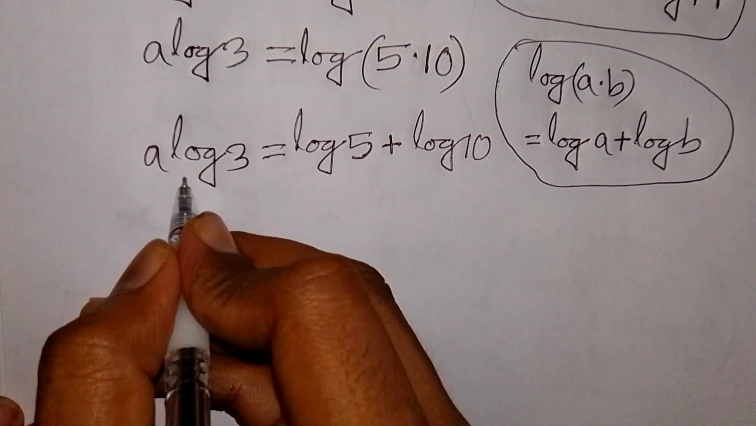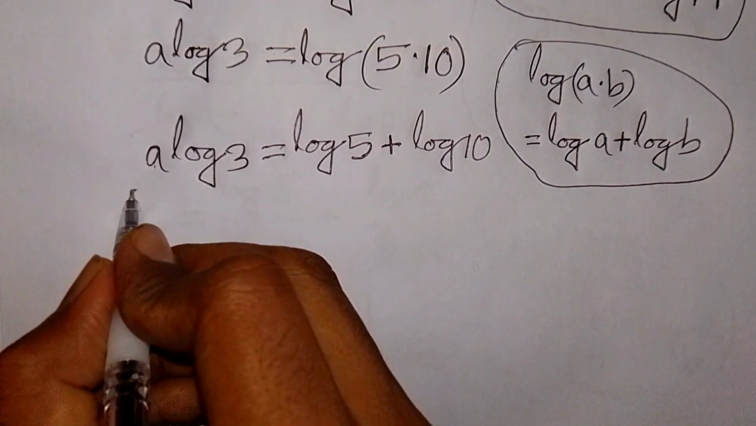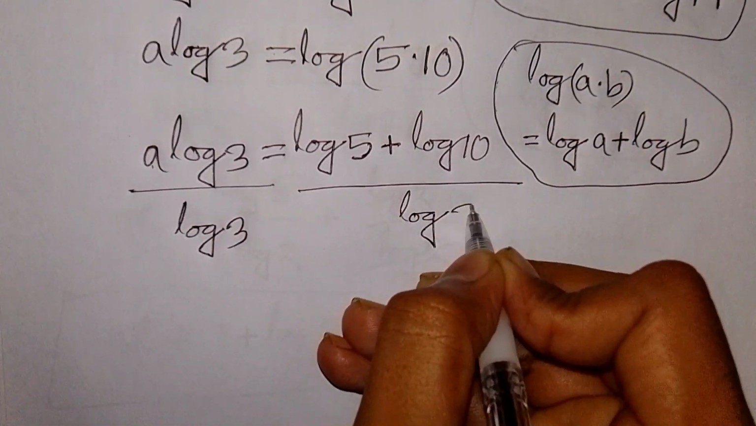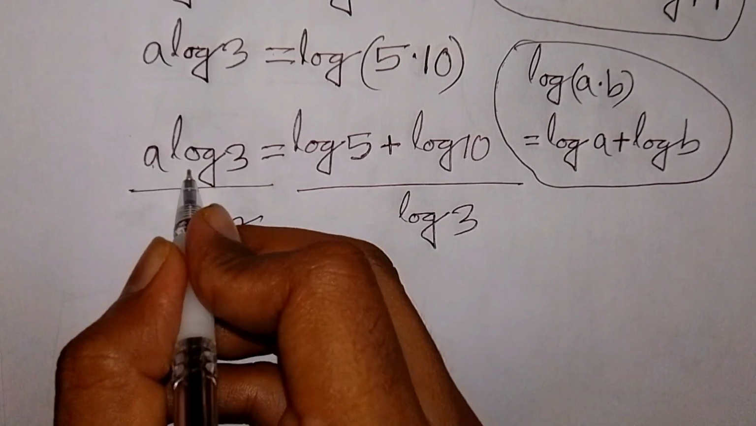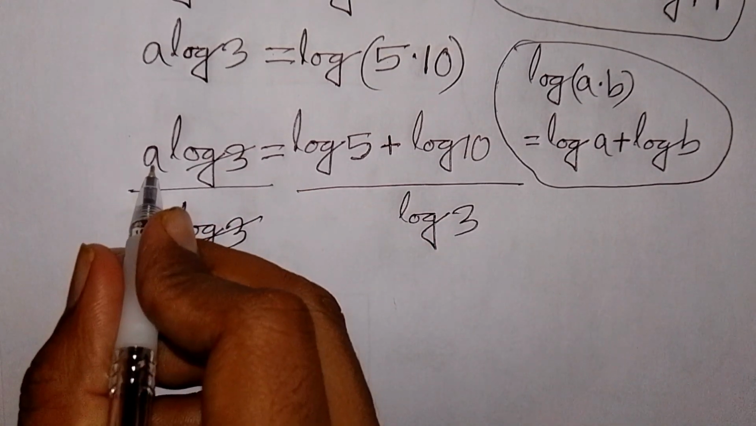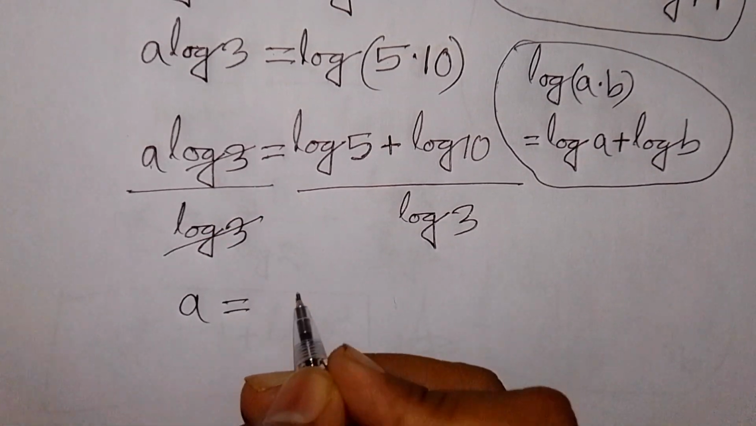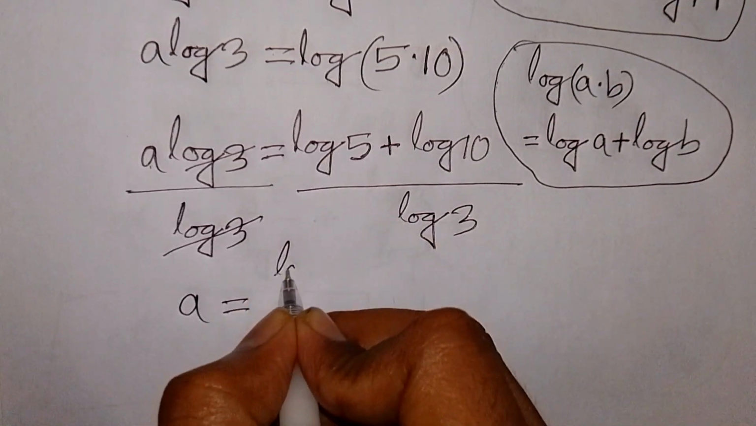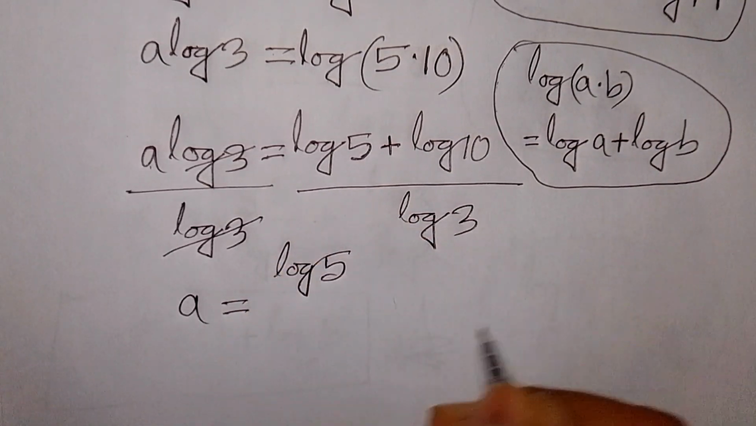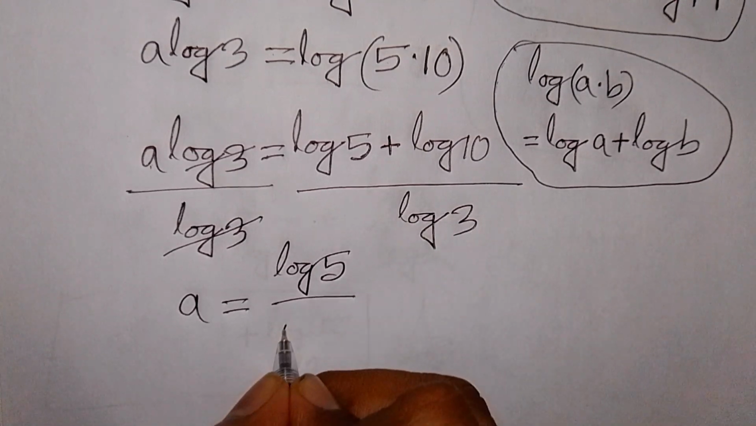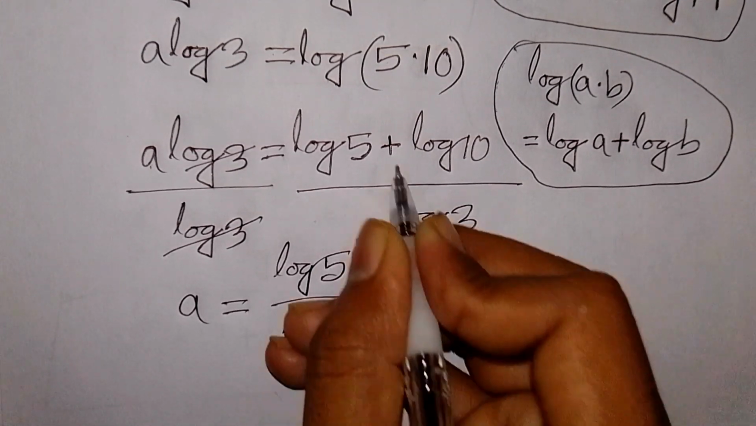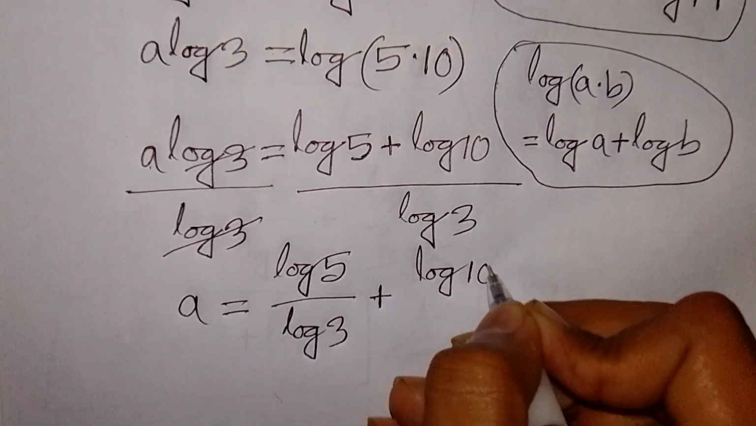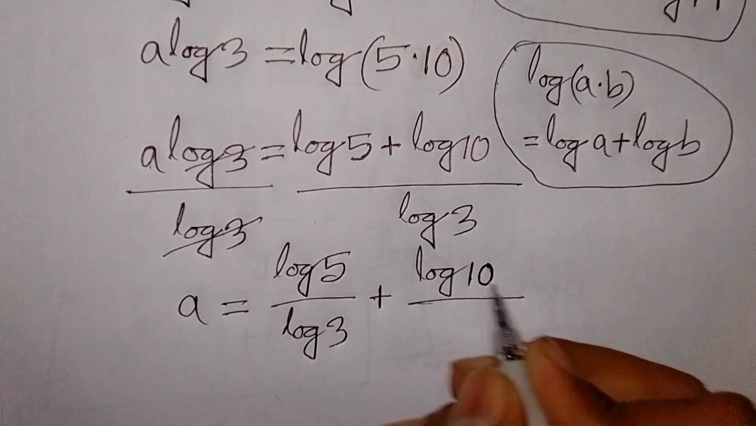Now we divide by log 3 on both sides because we need the value of a. So divided by log 3, divided by log 3. We see this log 3 will be cancelled. So we have a is equal to this part over log 3 plus this part over log 3. So log 5 over log 3 plus log 10 over log 3.